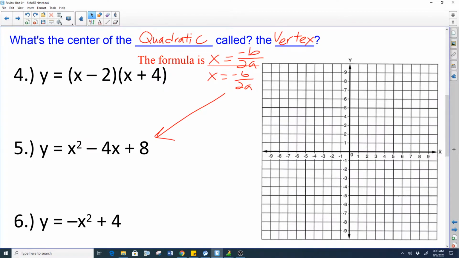Okay, so we're going to go and graph these. We'll start at number 4, so go and write this down. Y equals x minus 2 times x plus 4. So go and write that down. What's really cool is that that's been factored for you, okay? That's already in factored form for number 4.